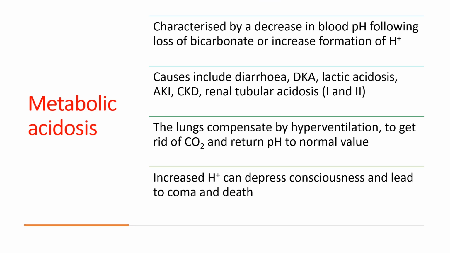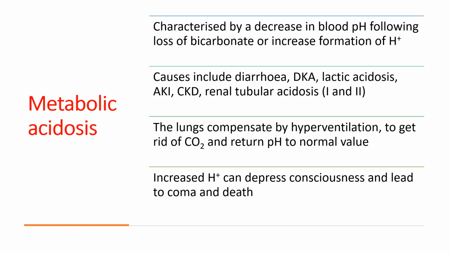Talking about metabolic acidosis, it is characterized by a drop in the blood pH following loss of bicarbonate, either through the kidney or the intestinal tract, impaired production by either the major or the minor regulators, or excessive buffering activity in a way that is more than the rate of production. It can also be caused by increased formation of hydrogen ion from any cause. Common causes usually include diarrhea, diabetic ketoacidosis, lactic acidosis, acute kidney injury, chronic kidney disease, and renal tubular acidosis of type 1 and type 2.